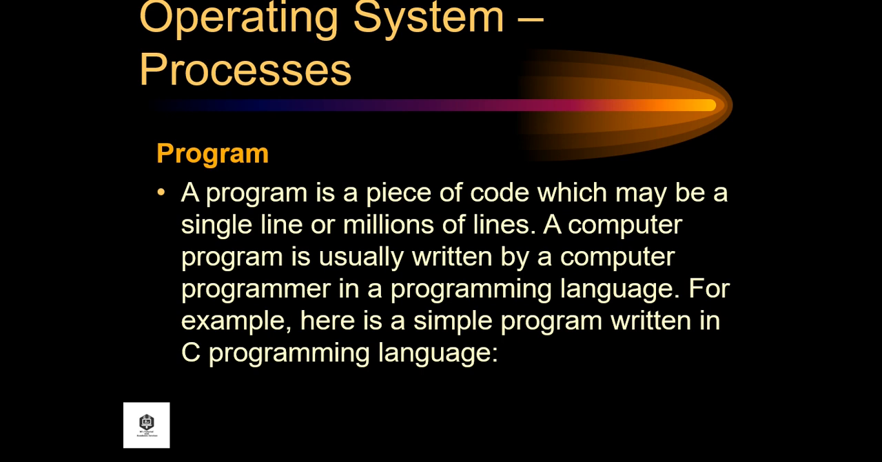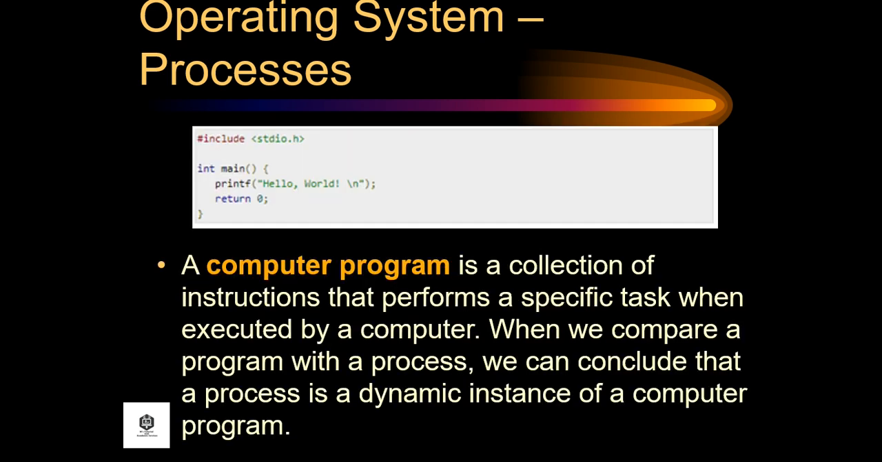How about the program? A program is a piece of code which may be a single line or millions of lines. A computer program is usually written by a computer programmer in a programming language. For example, here is a simple program written in C programming language. A computer program is a collection of instructions that performs a specific task when executed by a computer.